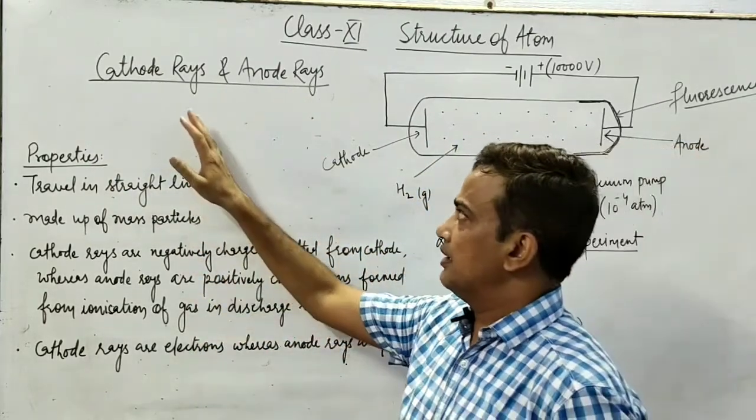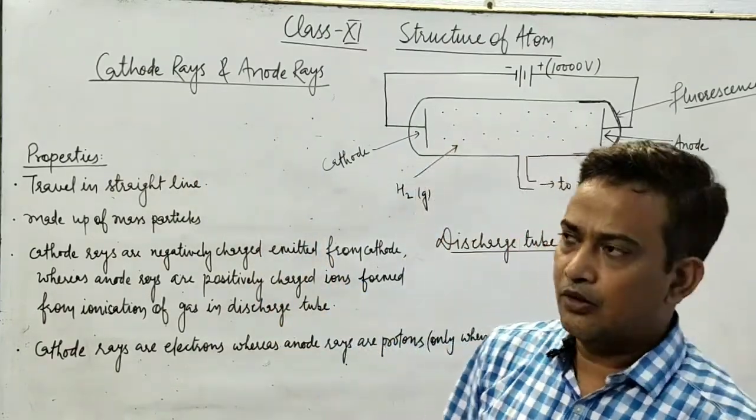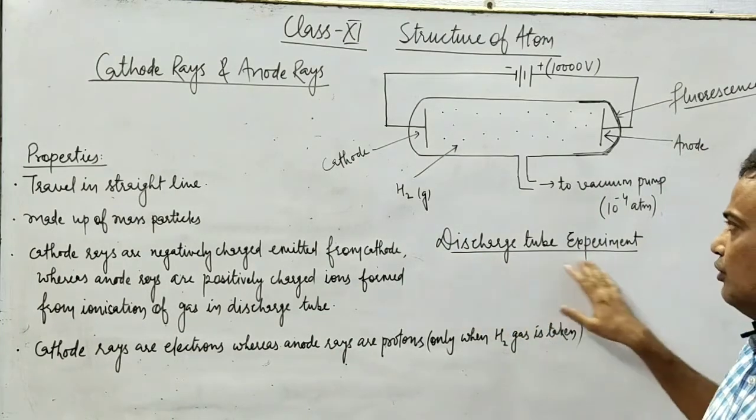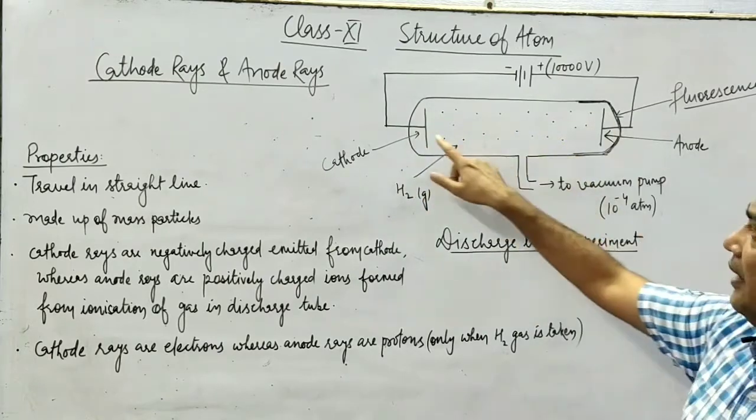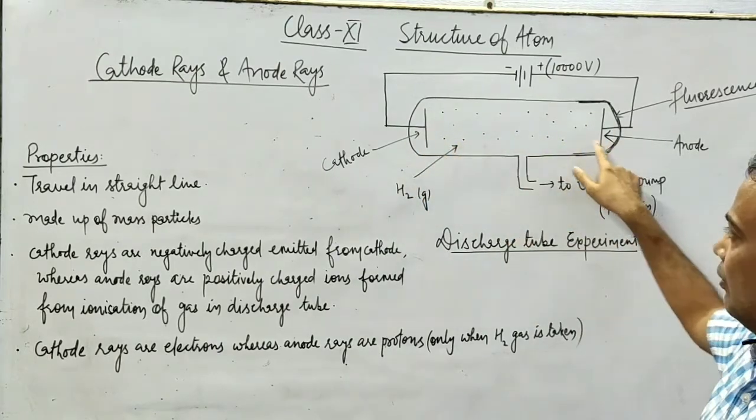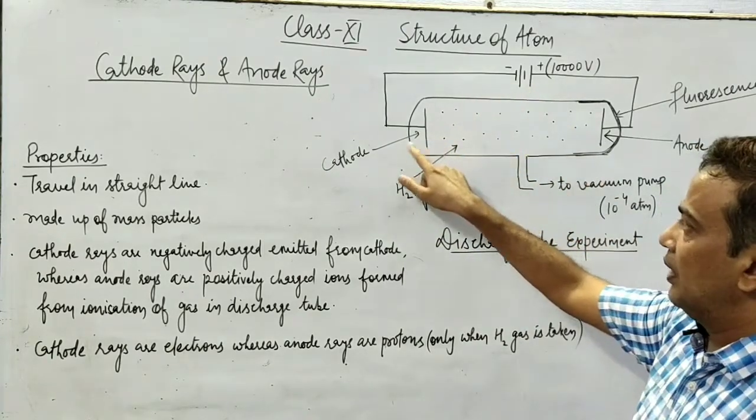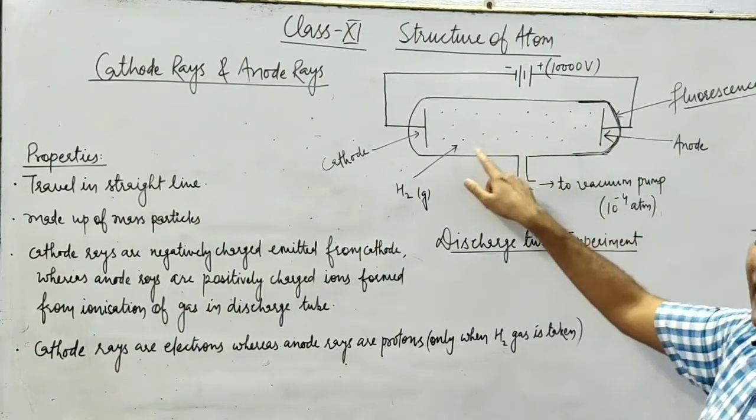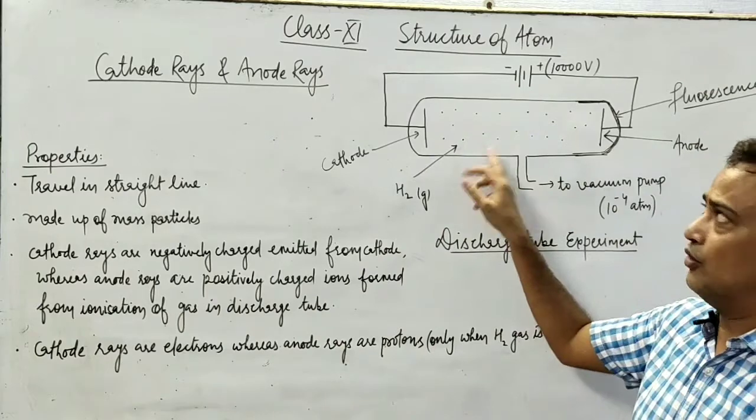Discovery of cathode rays and anode rays was carried out by this experiment known as discharge tube experiment, in which a glass tube is taken and two electrodes are fitted at opposite ends, a battery is applied, one is cathode and the second is anode. Hydrogen gas or air is filled in this discharge tube.